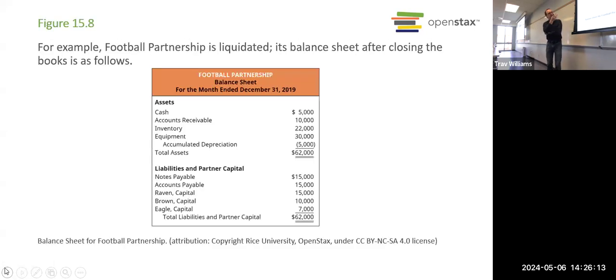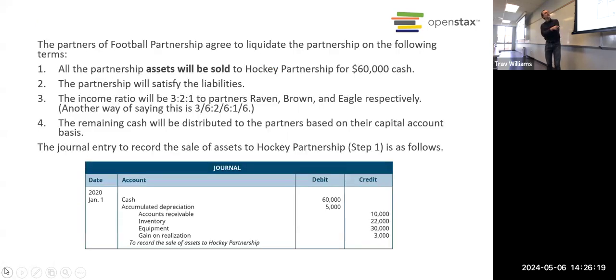So here's an example of that. Don't worry, these are just details for this particular company. This is their balance sheet. So we would have to, again, sell off the assets after closing the books. We see that here. This company had 10,000 in accounts receivable, 22,000 in inventory, 30,000 in equipment, and $5,000 in depreciation on the equipment. They sold all of their assets for $60,000, which gave them a $3,000 gain.